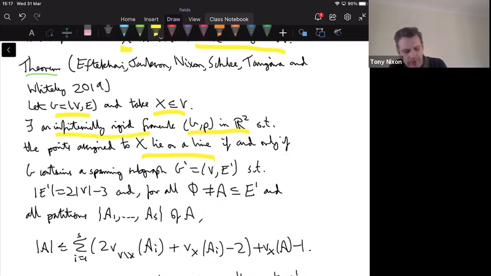If and only if, when your graph contains a spanning subgraph G', so it's a spanning subgraph, it's the same vertex set, possibly a subset of the edge set, possibly the whole thing, with 2v minus 3 edges, which is the natural Laman count. We still have to be, just like in the Jackson-Jordan case, we still have to have a (2,3)-tight graph, but we have a more complicated subgraph condition that not all (2,3)-tight graphs satisfy. So we have to be a bit more careful.